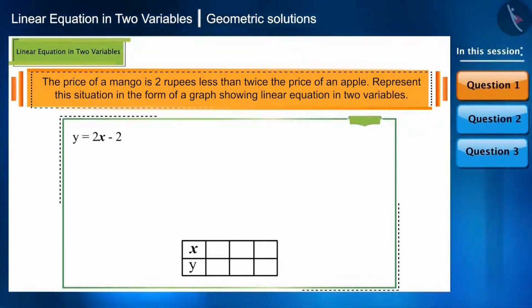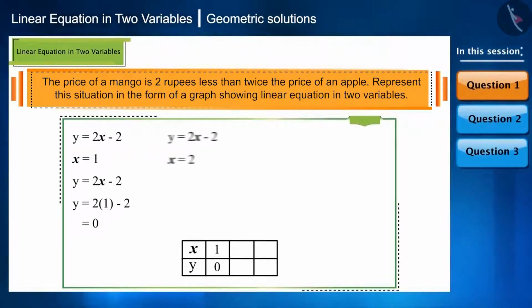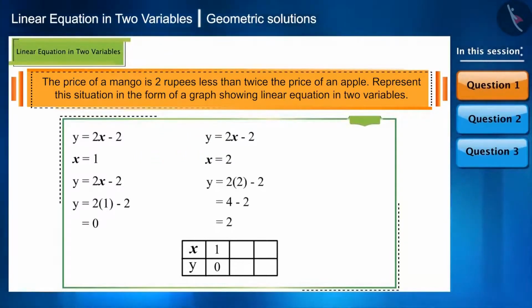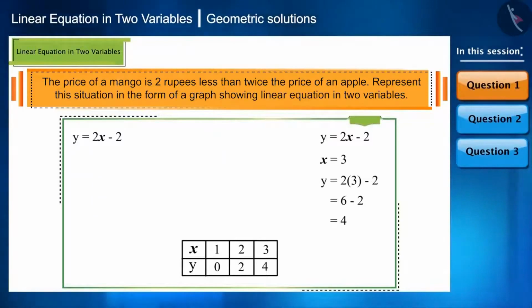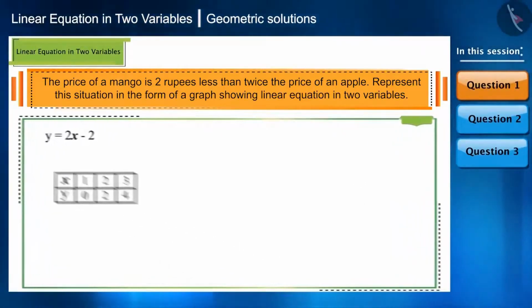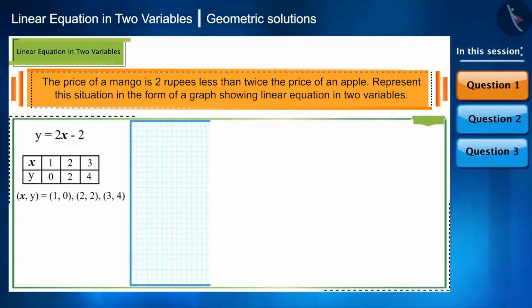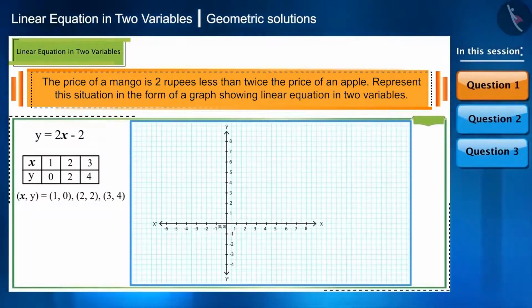If you replace x with 1 in this equation, y will become 0. If you replace x with 2, y becomes 2. By the way, 2 coordinate points are sufficient to draw a line. But let's find the third point also. Let's put 3 in the place of x and see what we get. Now, without wasting much time, let's draw a graph with the help of these 3 coordinate points.